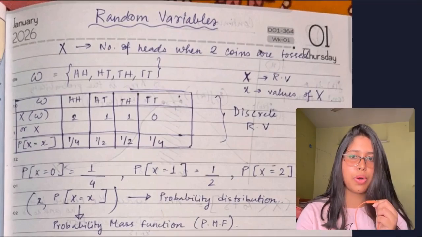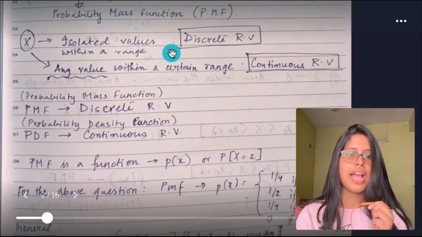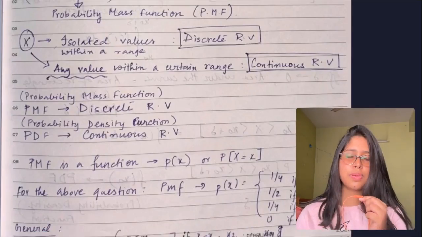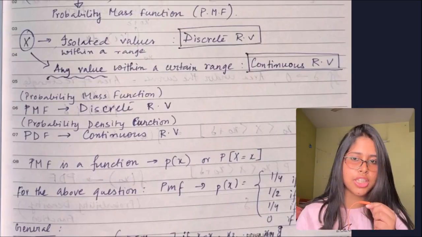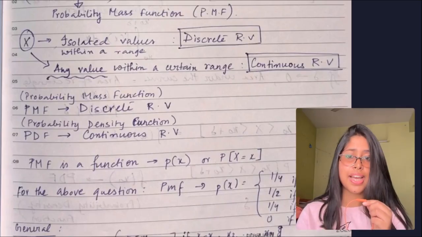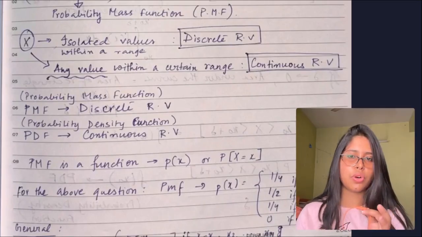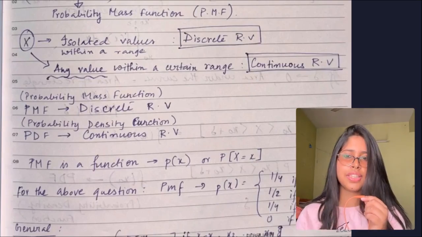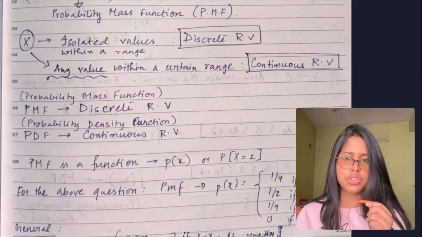Now, there is an important distinction. See here, discrete random variable and continuous random variable. What are discrete random variables? Discrete random variables take specific separate values like counting heads, and continuous random variables can take any value within a range like height, time, temperature. All right. PMF is usually used for discrete random variables. And what is PDF? PDF is probability density function, which is used for continuous random variables. Today we are only focusing on discrete and the PMF.